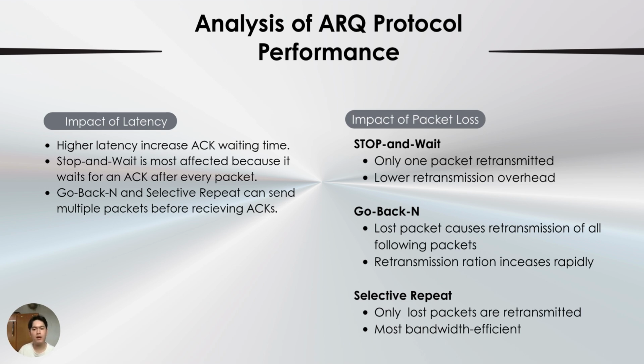So the next one is the impact of the packet loss. For stop and wait, only one packet is retransmitted, so there is lower retransmission overhead. For go back N, when a packet is lost, all packets after the lost packet must be retransmitted, even if they were received correctly. This causes a large increase in retransmission ratio and reduced throughput. Selective repeat performs better because only the lost packet is retransmitted. This minimizes unnecessary retransmission and makes better use of available bandwidth.